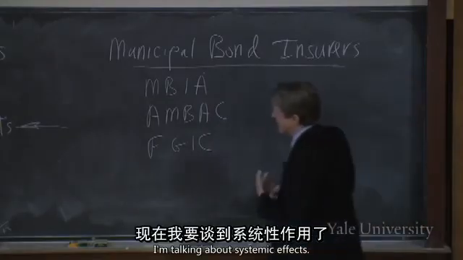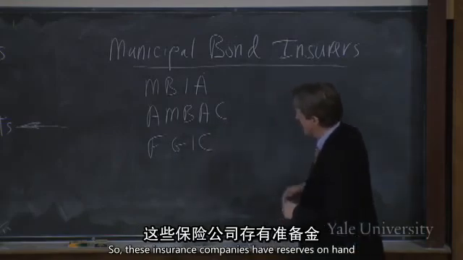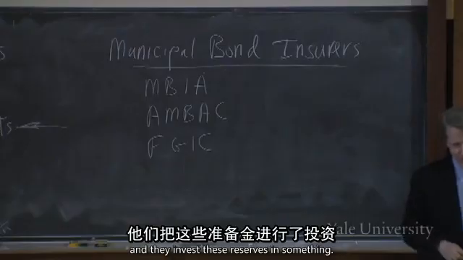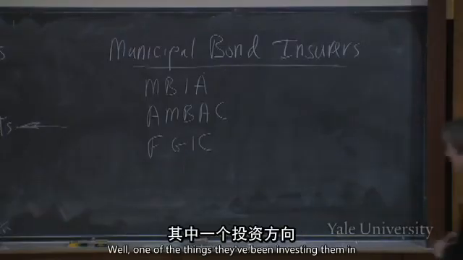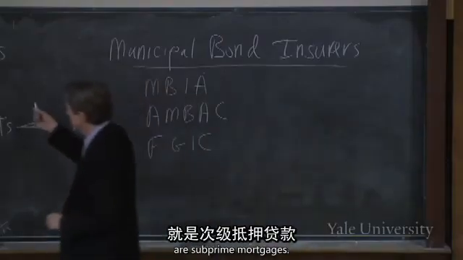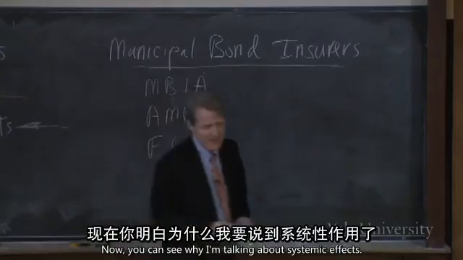So now I'm talking about systemic effects in the whole. These insurance companies have reserves on hand, and they invest these reserves in something. So what do they invest them in? Well, one of the things they've been investing them in is subprime mortgages. Now you can see what I'm talking about, systemic effects.